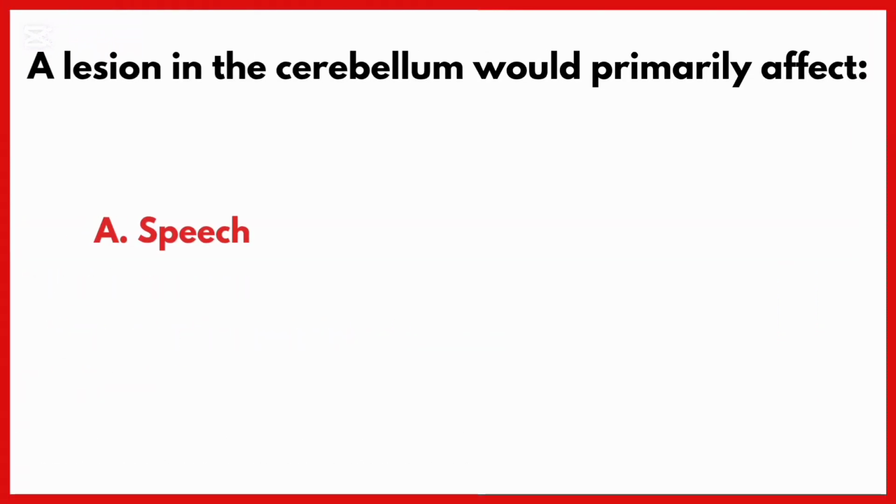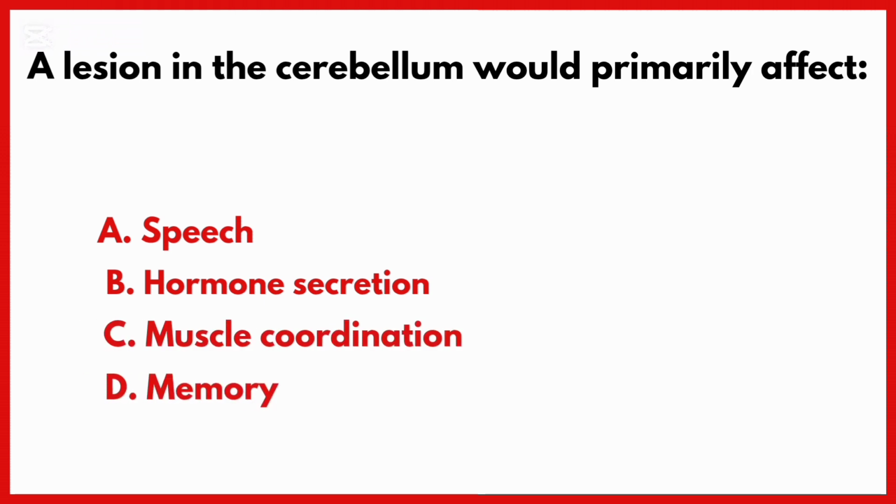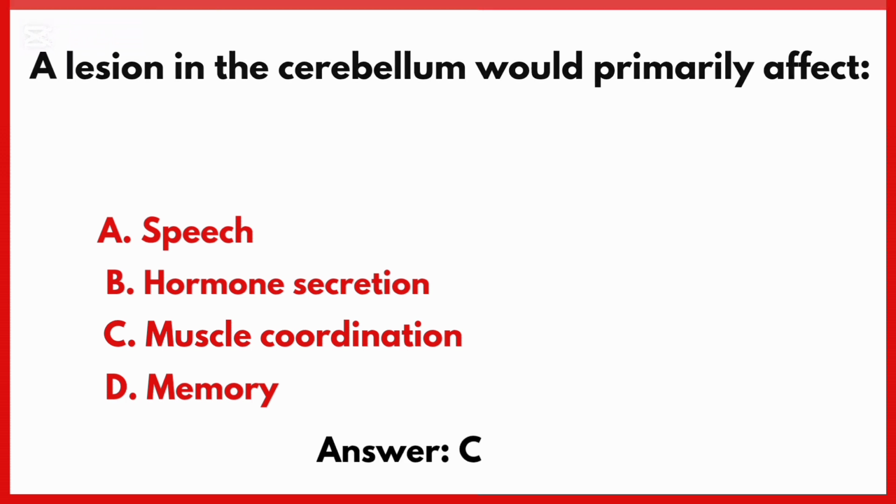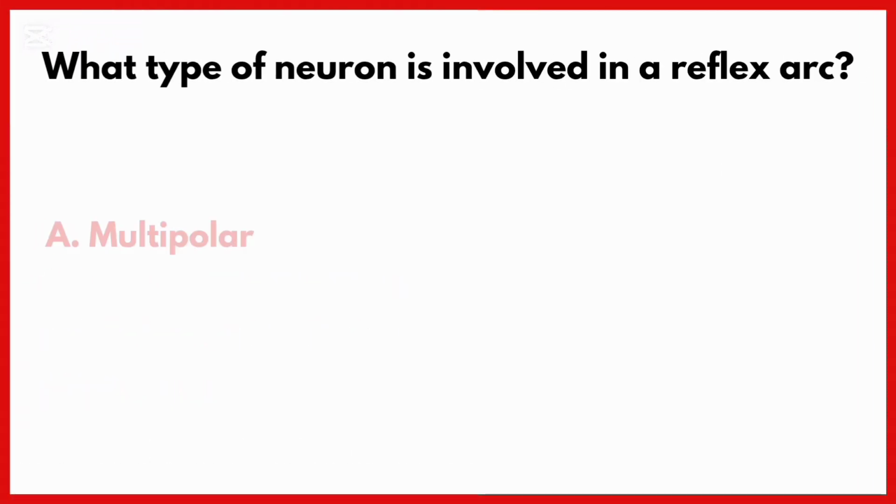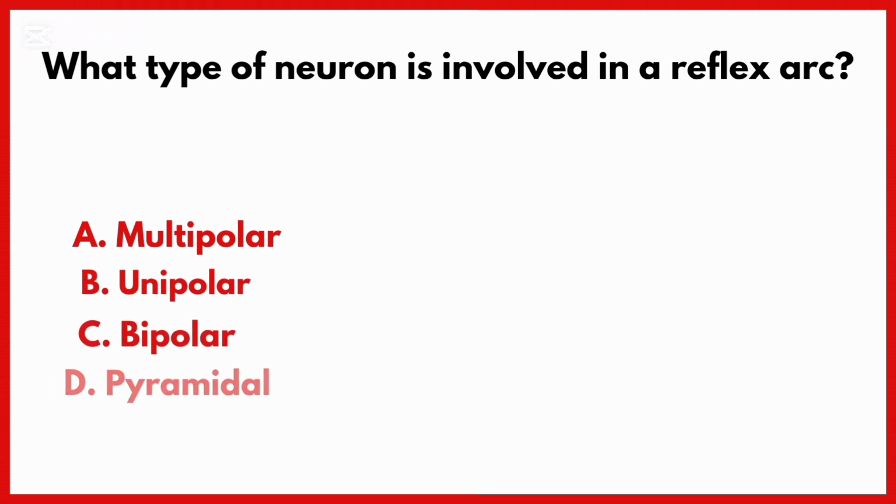A lesion in the cerebellum would primarily affect. Correct answer is option C, muscle coordination. What type of neuron is involved in a reflex arc? Correct answer is option A, multipolar.